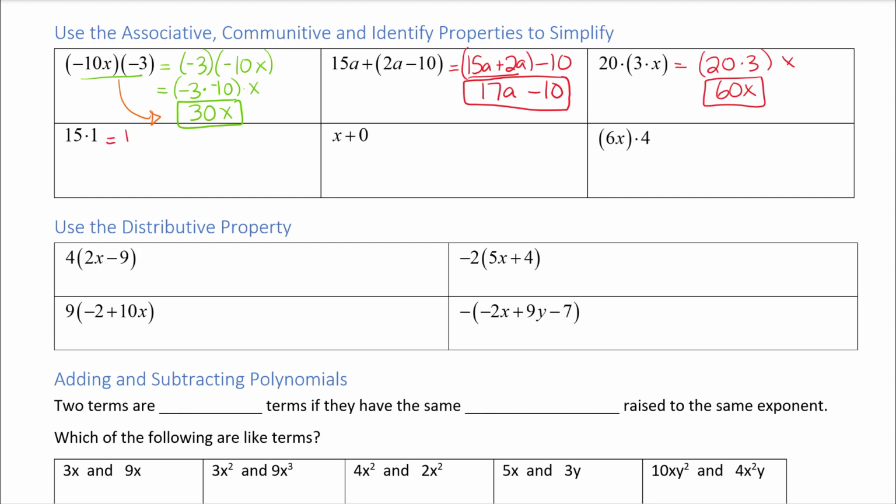15 times 1 is 15. That one's just because of the identity property. X plus 0 is really just x. We don't ever really write plus 0. If the answer was x plus 0, we would write just x because of the identity property of addition. And then here is another commutative property. I'm going to rearrange the 4 and put it in the front. Then I'm going to use the associative property and multiply the 4 times the 6 and get 24x. So that uses both commutative and associative.